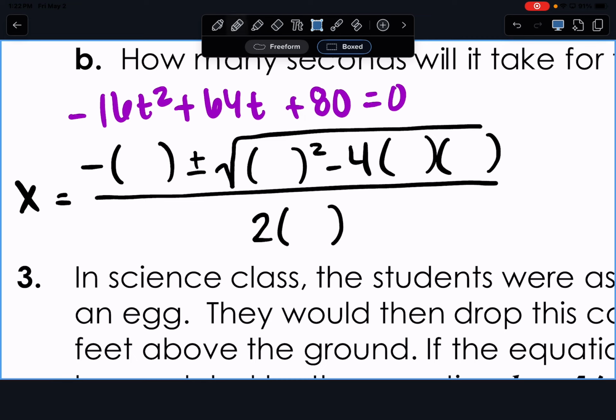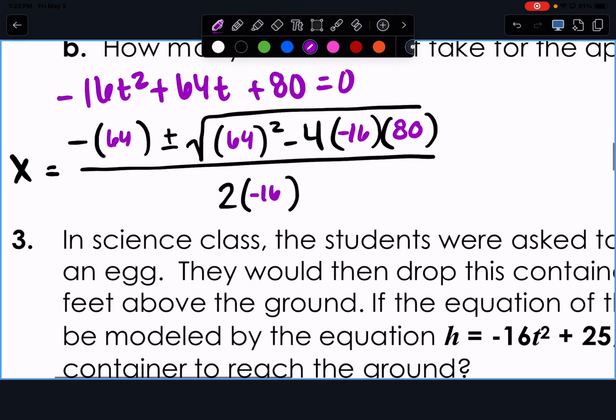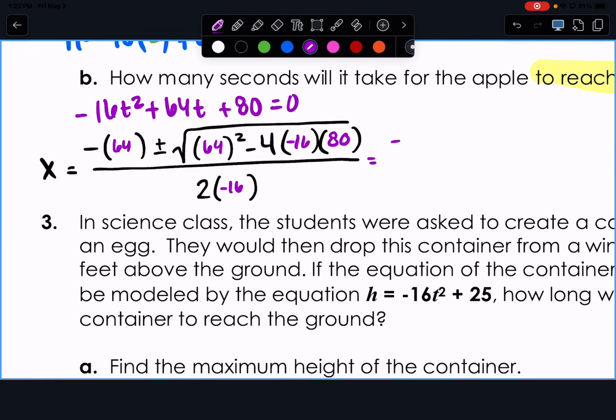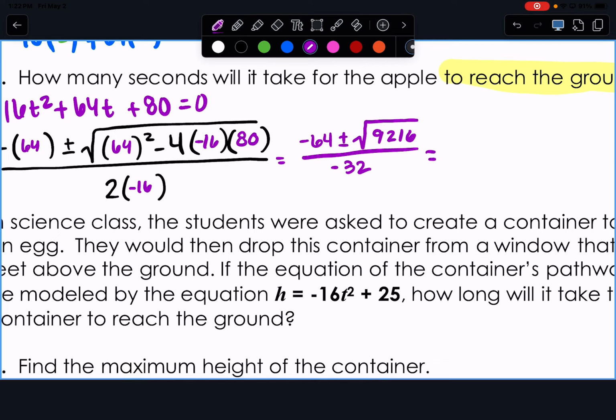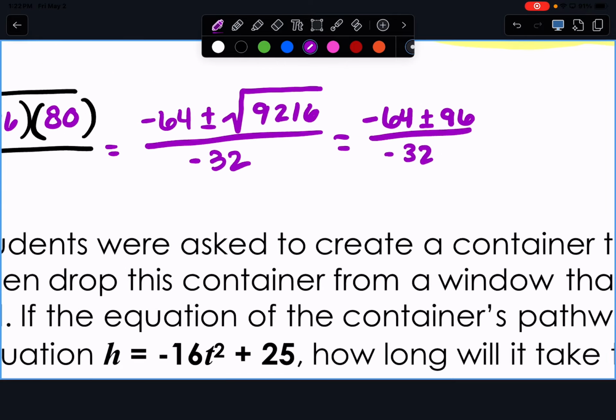All right, so we plug into this: negative 64 plus or minus the square root of 64 squared minus 4 times negative 16 times 80, divided by 2 times negative 16. We go from there, and we get negative 64 plus or minus the square root of 9,216, divided by negative 32. What is the square root of 9,216? 96. Divided by negative 32. So we have to do both cases.